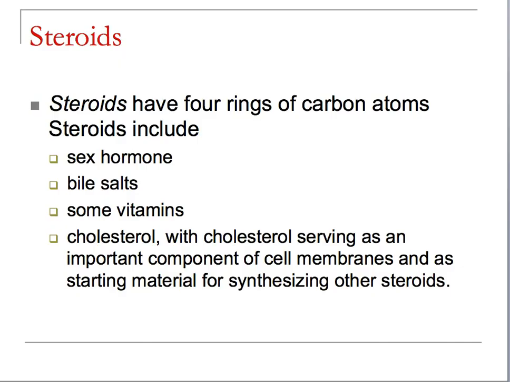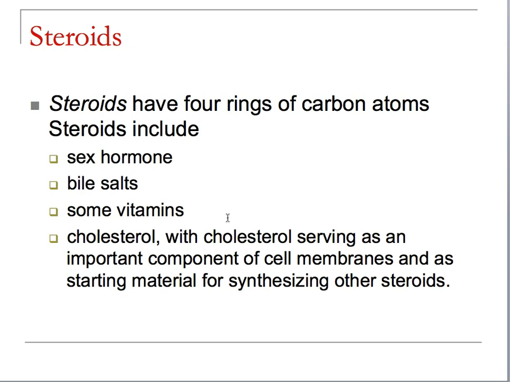Now, lipids can take many different forms. Steroids have a specific structure to them. They have 4 carbon rings. We use them as bile salts, some vitamins. Cholesterol is the major building block for synthesizing steroids. And that's primarily inside the smooth endoplasmic reticulum, inside of your liver cells.